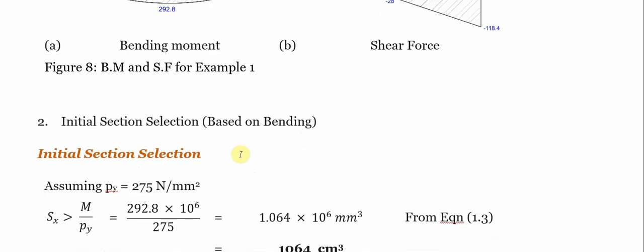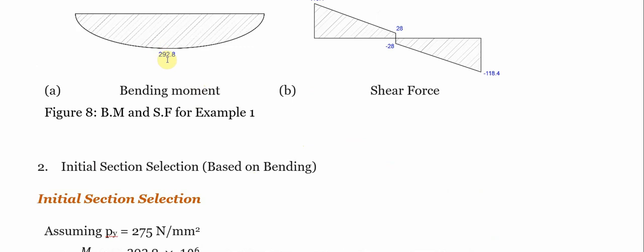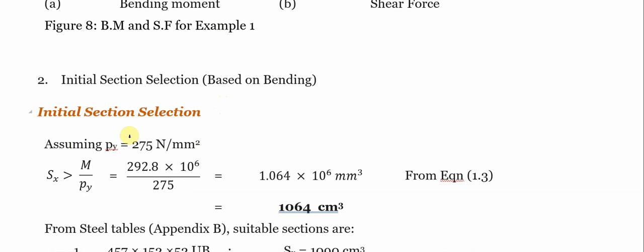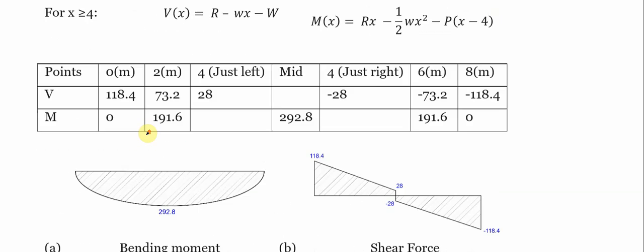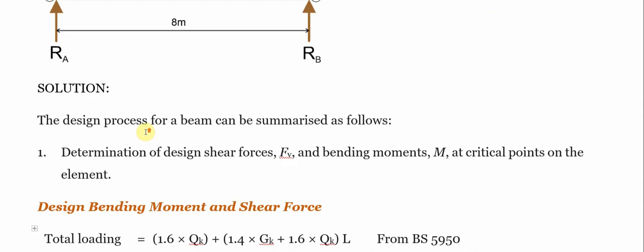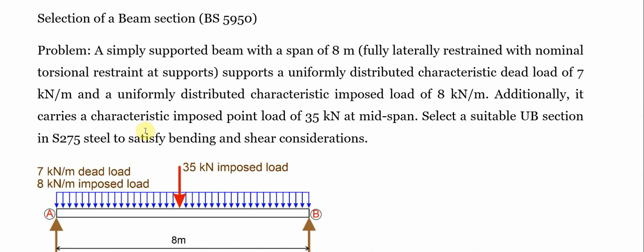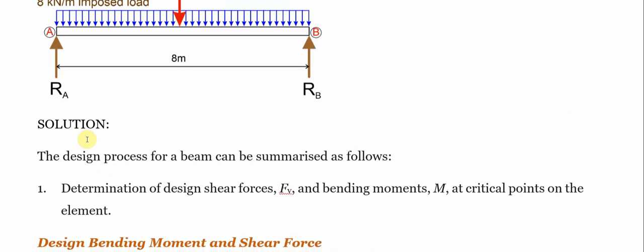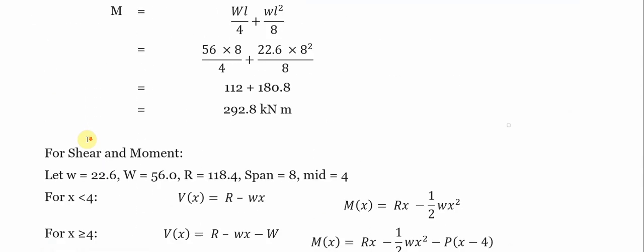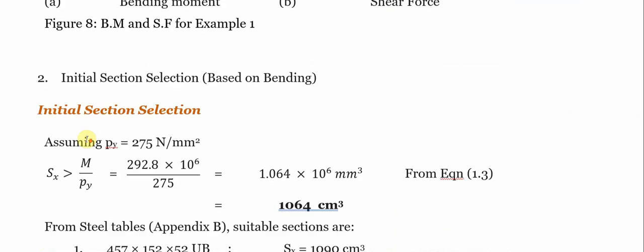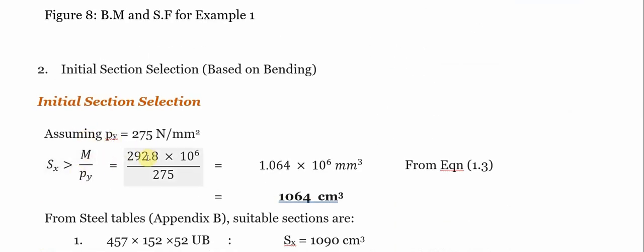Now, since we know the final bending moment diagram, the maximum bending moment is 292.8. That's what we're going to use here, 292.8 all over our py. This py is because we have been told that we're using an S275 steel member, so its yield strength is 275. That is why we have this 275 here. By the time you do this division, you have Sx will be greater than this.